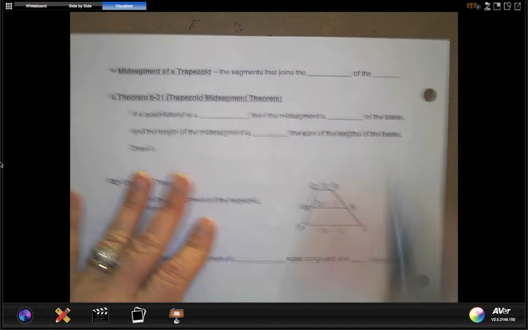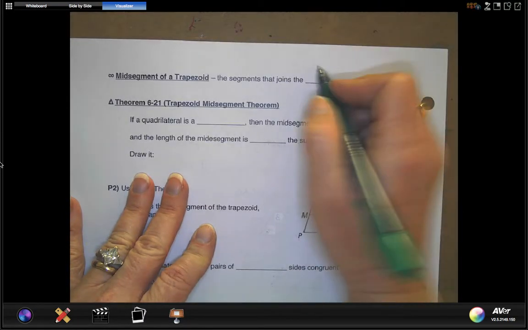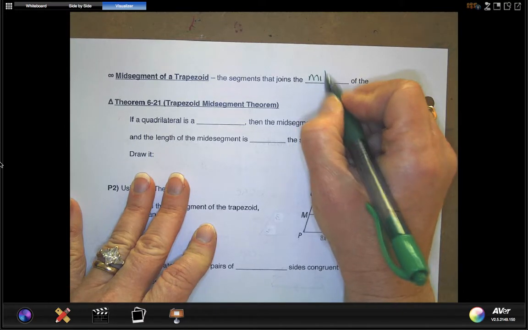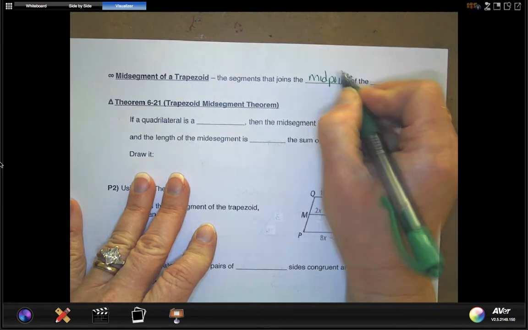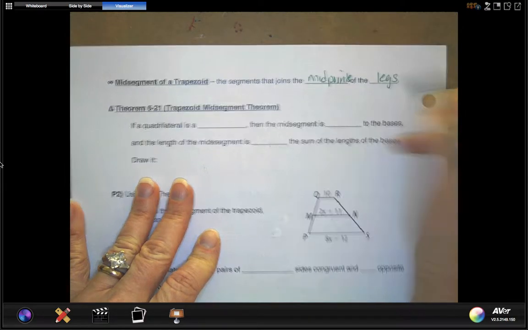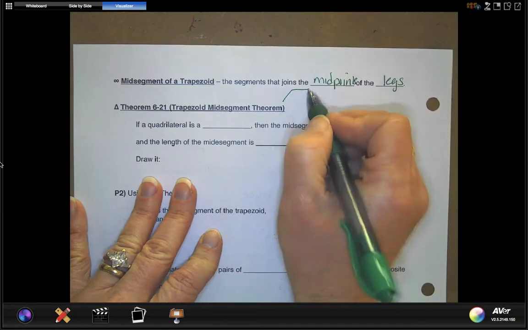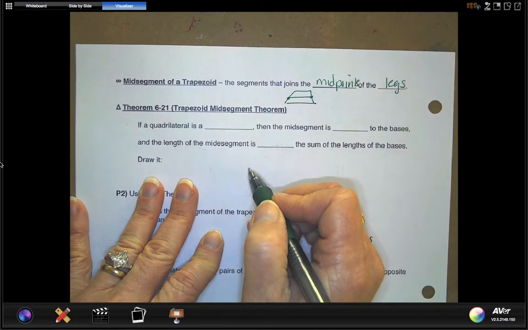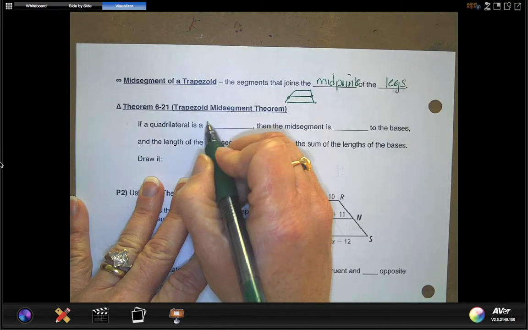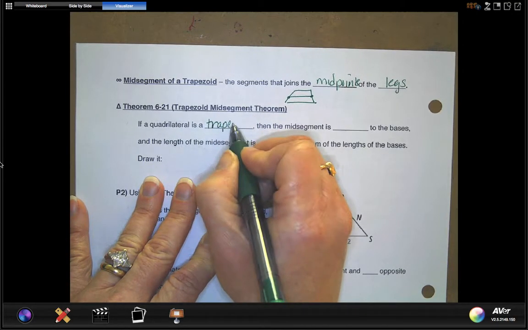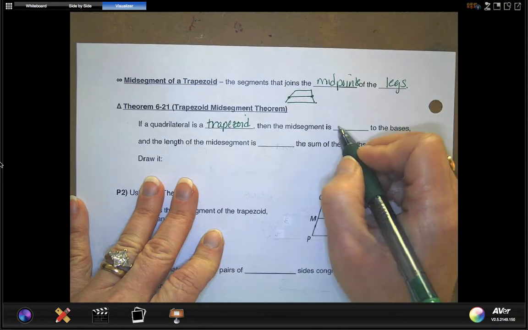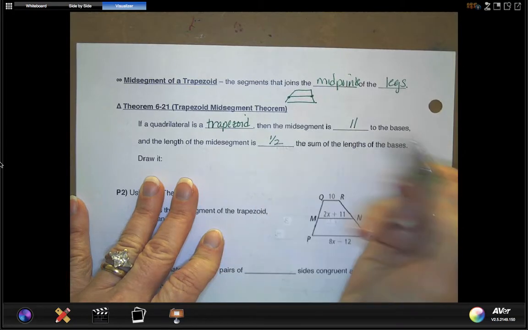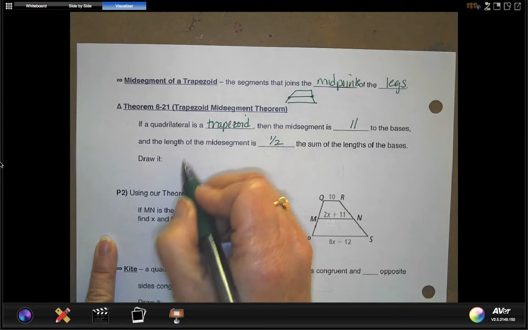All right, on the back, a midsegment of a trapezoid, just like a midsegment of a triangle. So a midsegment of a trapezoid is a segment that joins the midpoints of the legs. All right, so again, this would have to be a midpoint. Midpoint joins the legs, okay? Trapezoid midsegment theorem: if a quadrilateral is a trapezoid, then the midsegment is parallel to the bases, and the length of the midsegment is half the length of the sum of the bases.